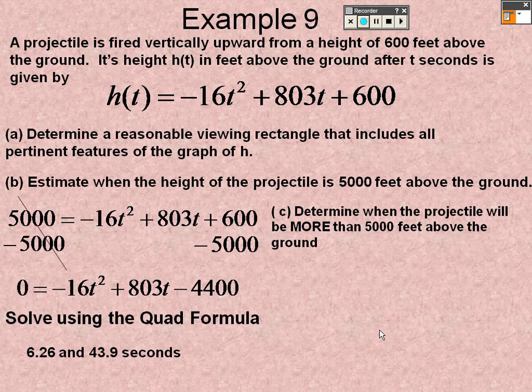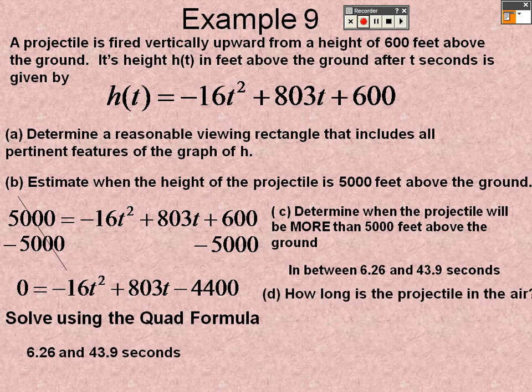When will the projectile be more than that? It'll be more than 5,000 feet when it's between those two times. That's when, because when it's up at about 6, then it's still going to keep going higher and higher and higher, and then it'll come back down until it gets to about 44 seconds. So in between those two time frames is when the graph will be higher than 5,000 feet.